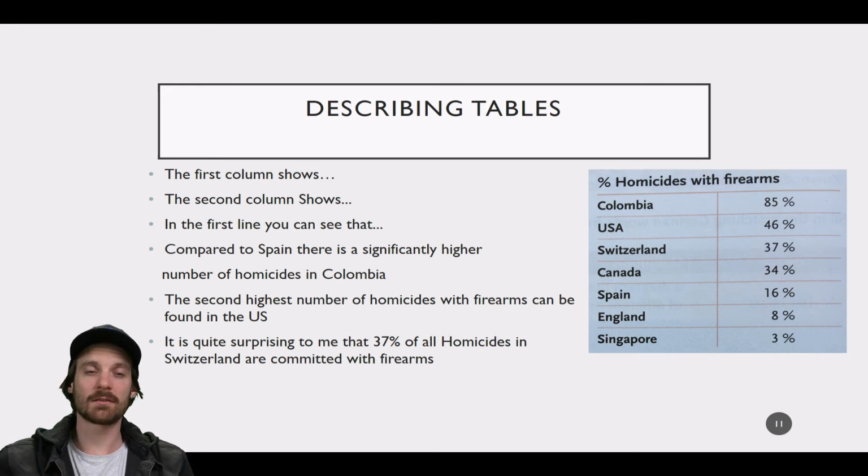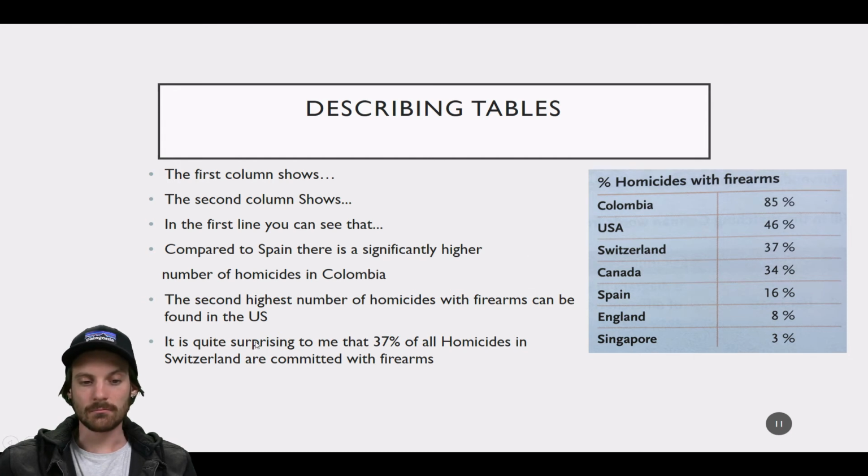Then of course, making comparison with tables, graphs, and charts is important. So in this case, I'm comparing Spain with Colombia. Compared to Spain, there is a significantly higher number of homicides in Colombia. The second highest number of homicides with firearms can be found in the US. So be sure not to start off with the highest number, the second highest, the third highest, the fourth highest. It doesn't work. That's boring, and it might get you some positive mark, but it will not be very good, I think.